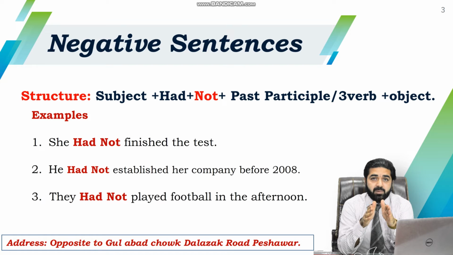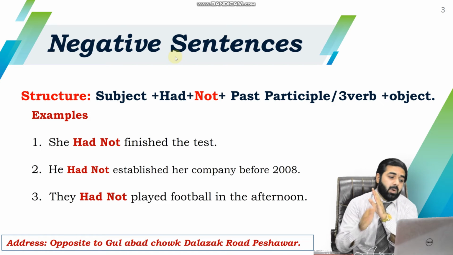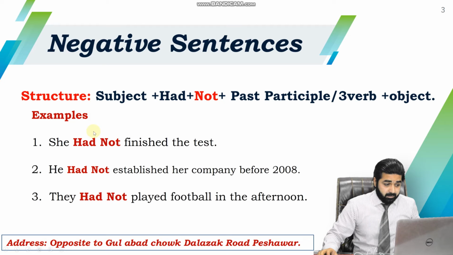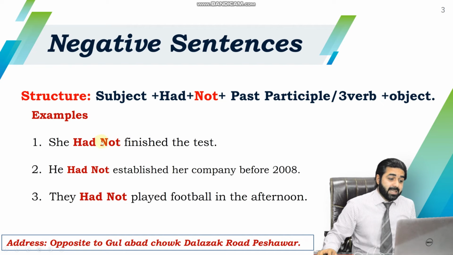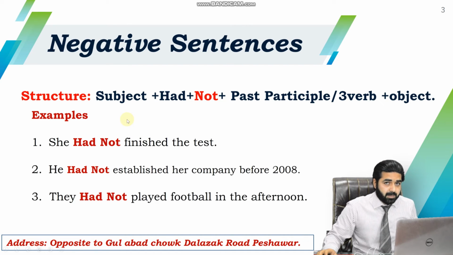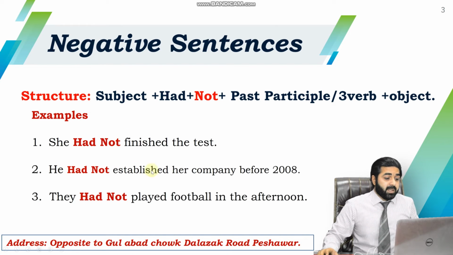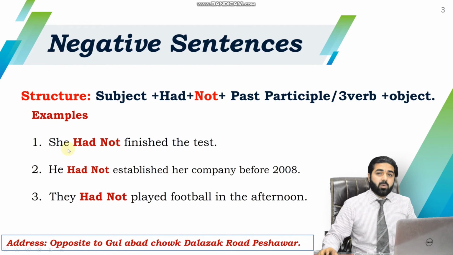You will put not between third form of verb and had. How? I will give you example. She had not finished the test. So here we have subject she, then had, then not, then finished. So this not comes between had and the third form of verb, as I have explained. मैंने आपको बताया थर्ड फॉर्म ऑफ वर्ब और हेड के दरमियान not हम लगाएंगे, so the sentence will change to what? Negative. Next one, he had not established her company before 2008 and they had not played football in afternoon. These are what? Negative sentences.